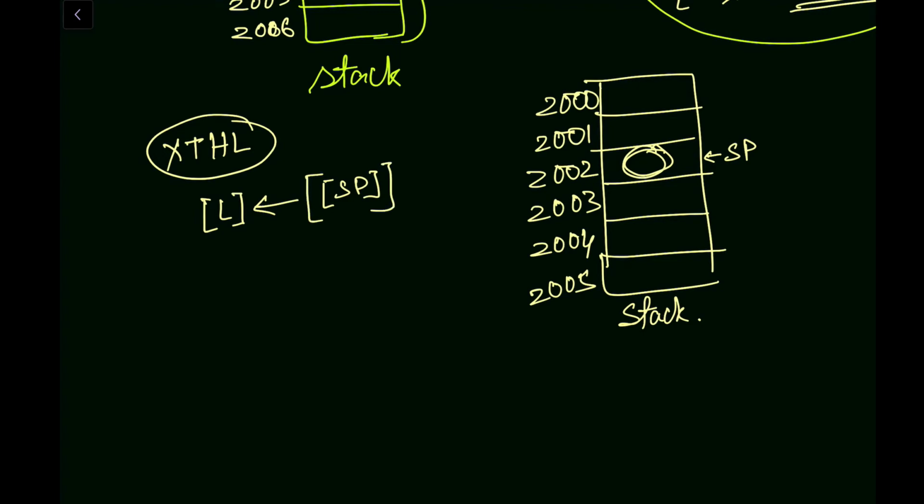Now, the content of the stack pointer is actually an address, but the content held at that address is given by the square brackets. Whatever data is available at the address given by the stack pointer will be moved into the L register of the HL pair. The data at stack pointer plus 1 will be given to H, the higher order 8 bits of the HL pair. This is the function of XTHL, which exchanges the stack top with the HL pair.